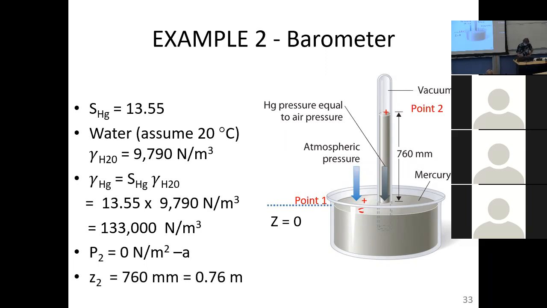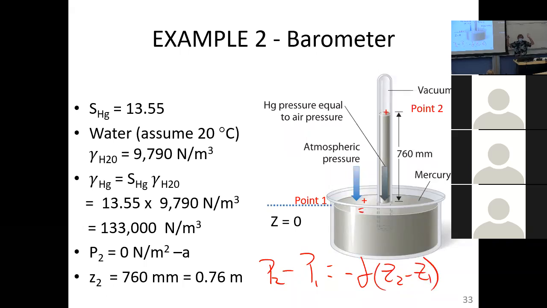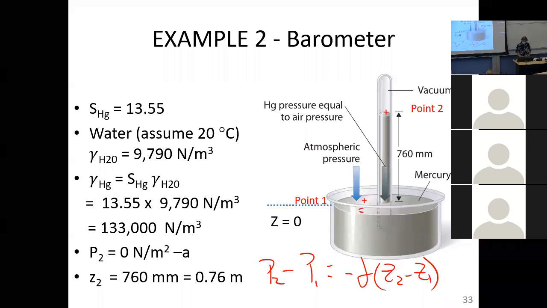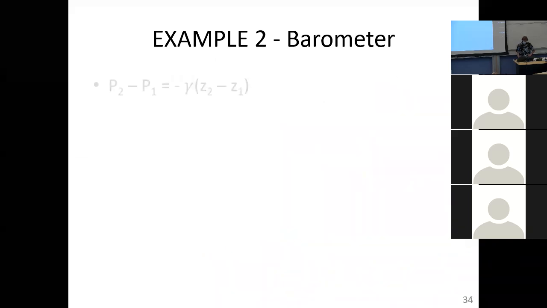So again, if we look at our equation that we're solving, and this will probably be on the next slide, P2 minus P1 is minus gamma times (Z2 minus Z1). And this is good for any continuum of a static fluid. Our static fluid continuum is mercury. P2 is the perfect vacuum. Z1 is 0, and Z2 is the 0.76 meters. So the only thing we don't know in this equation is P1, the absolute pressure of the atmosphere.